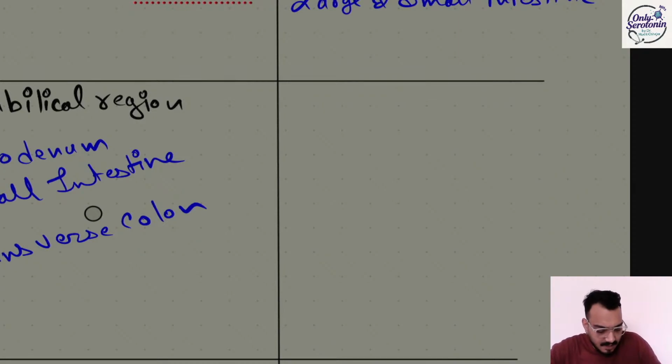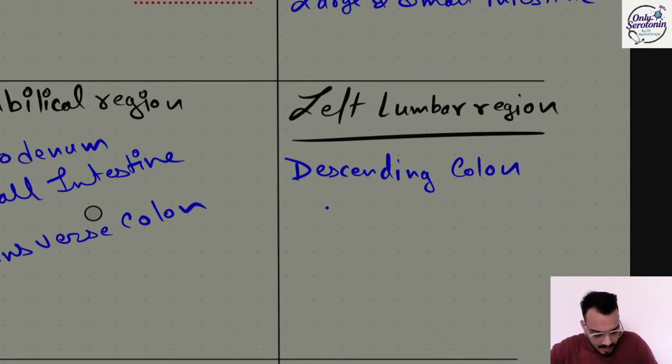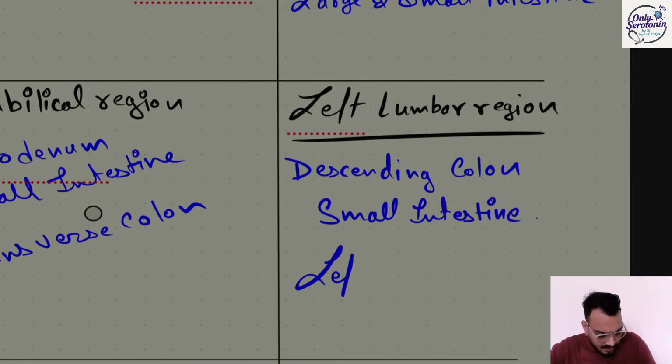On the left side, I am having the left lumbar region. In the left lumbar region, what all organs? It is my descending colon. Then I am having small intestine, and I am having my left kidney.